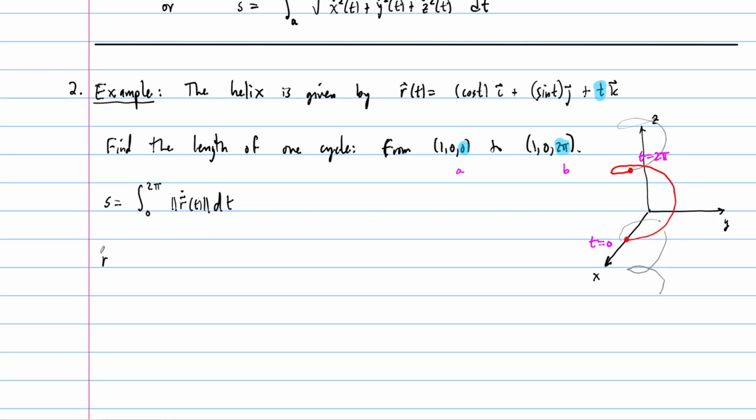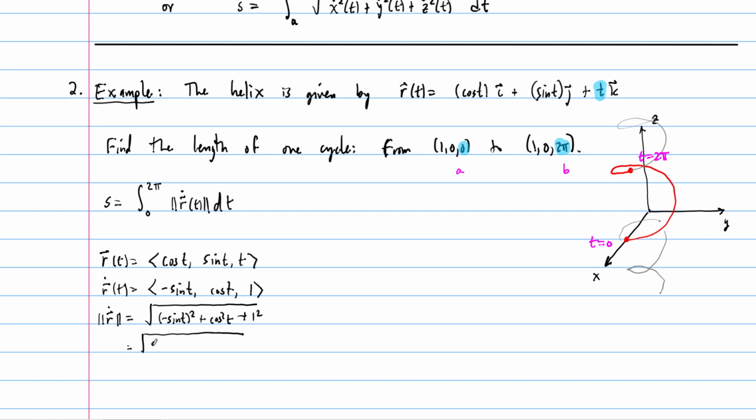So let's write it out. First, we need to write down r. I'm going to write it in our angle bracket notation. So this is <cosine t, sine t, t>. And then we need to compute r dot. So r dot is just the component-wise derivative. This will be <minus sine of t, cosine of t, 1>. And we can then compute the length of this thing, right? So the square root of the sum of the squares: minus sine of t squared plus cosine squared plus 1 squared.